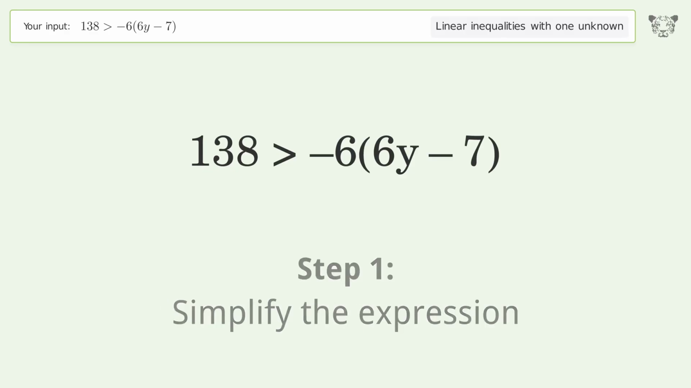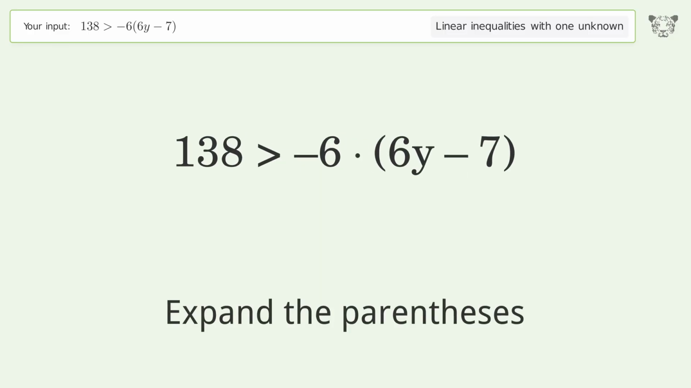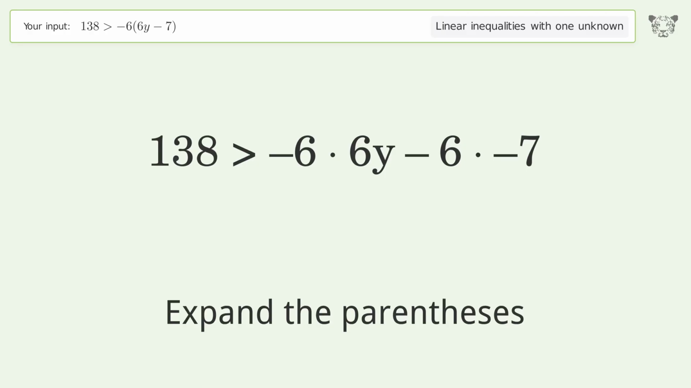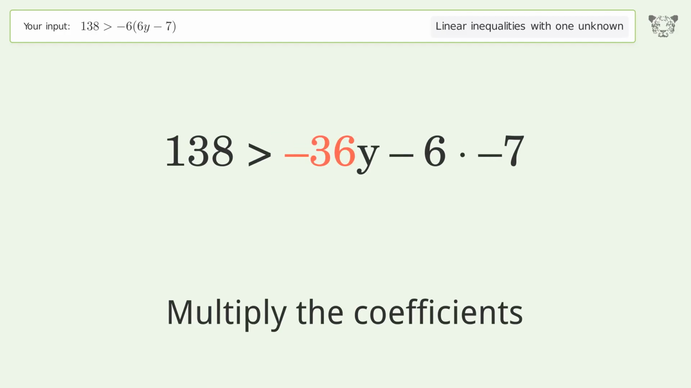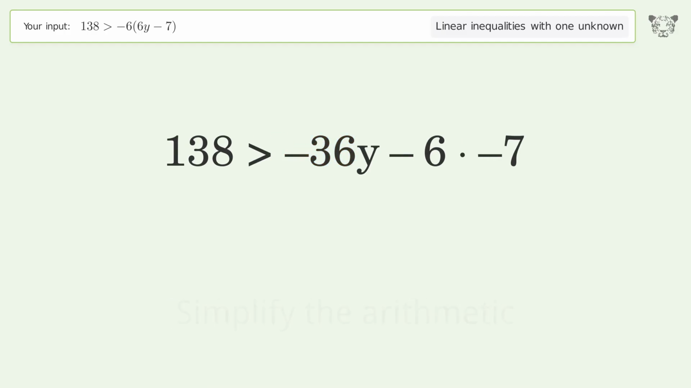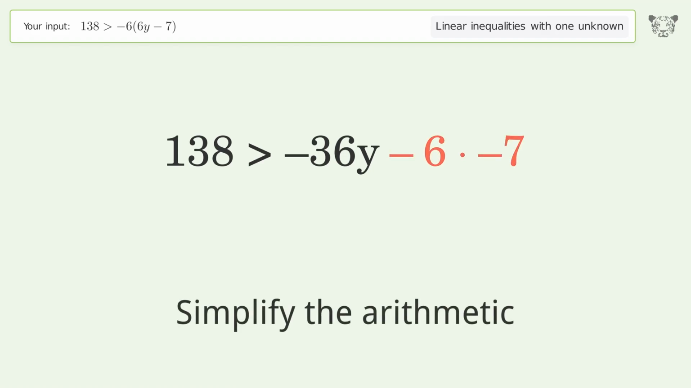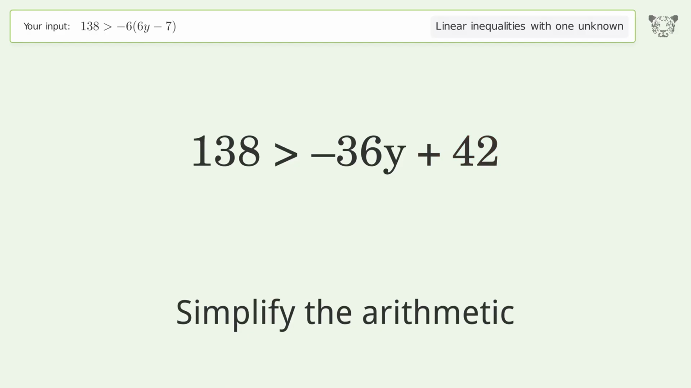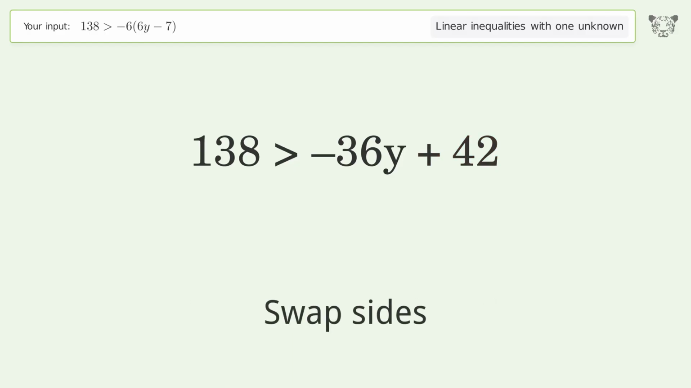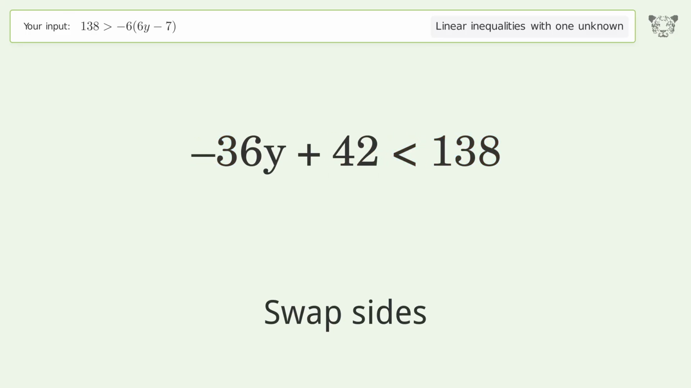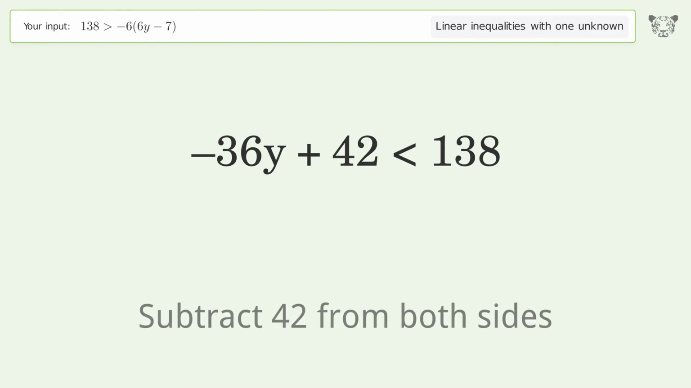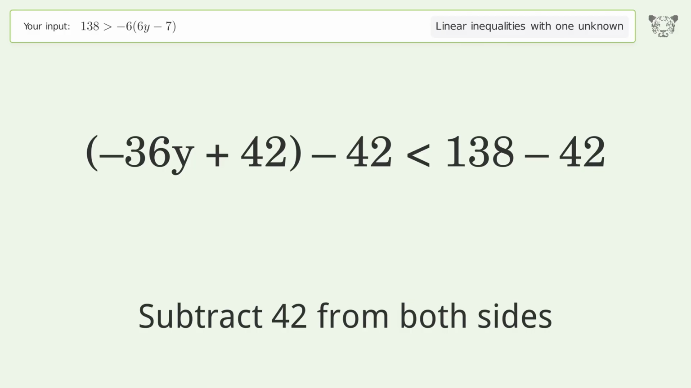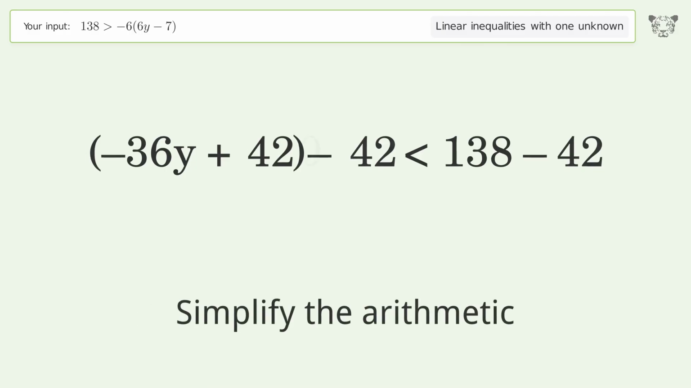Simplify the expression. Expand the parentheses. Multiply the coefficients. Simplify the arithmetic. Swap sides. Group all constants on the right side of the inequality. Subtract 42 from both sides.